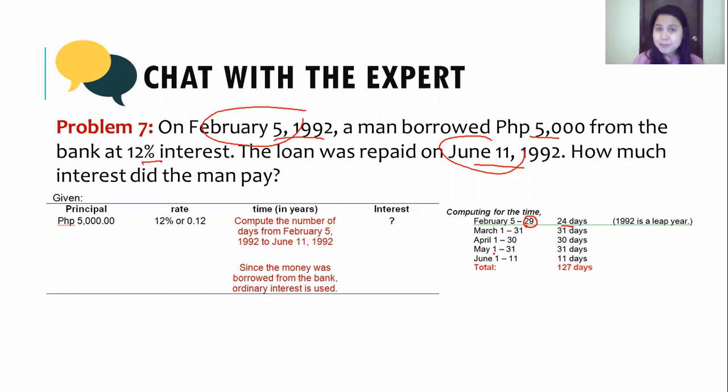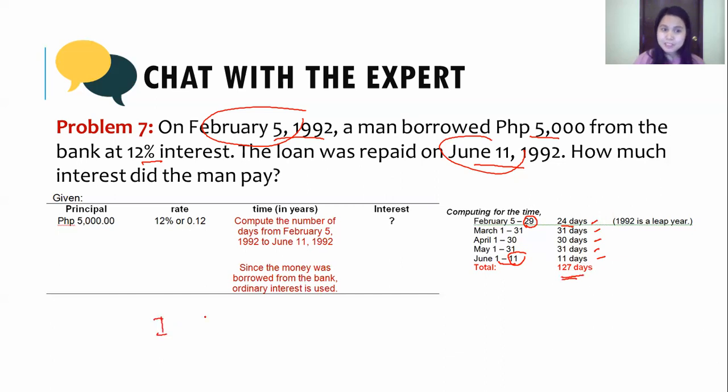If the year is not a leap year, you only have 28 days, okay? For March, 31 days. For April, 30 days. For May, 31 days. From June 1 to 11, because the payment was done on the 11th, 11 days. So we only have 121 days.